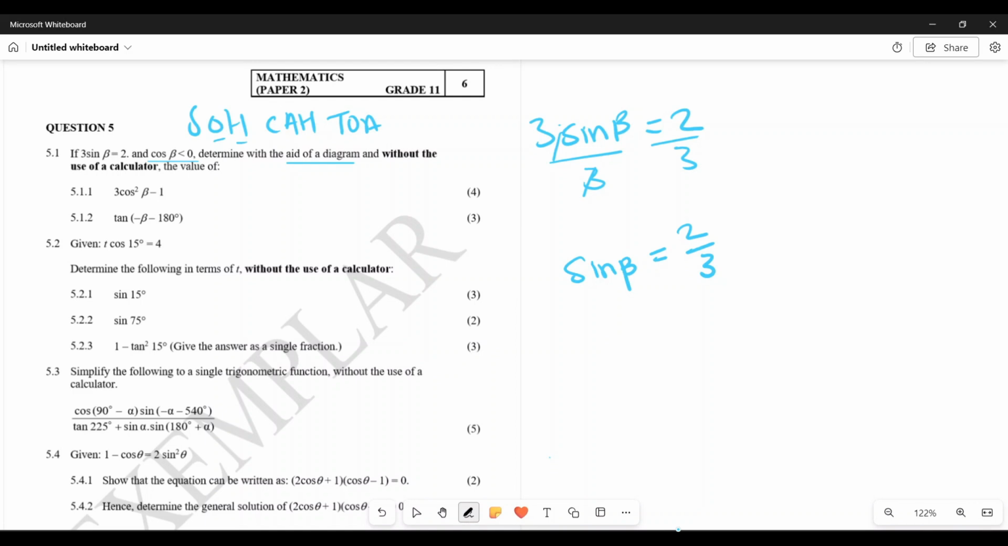Now, we should try to draw our sketch. They're telling us that cos b would always be a negative value. Now, what can we interpret by that? Remember, cos is adjacent over hypotenuse. This is our cos. And I want you to note something: your hypotenuse is always positive.